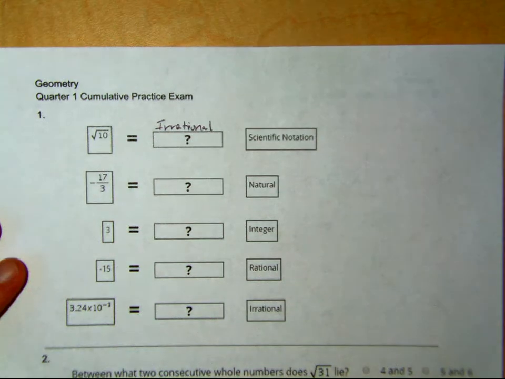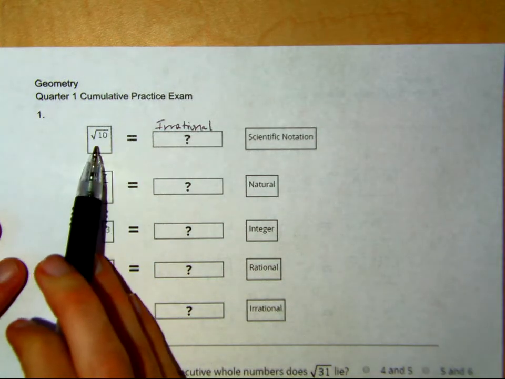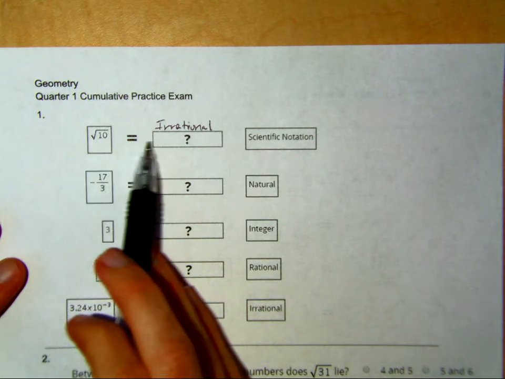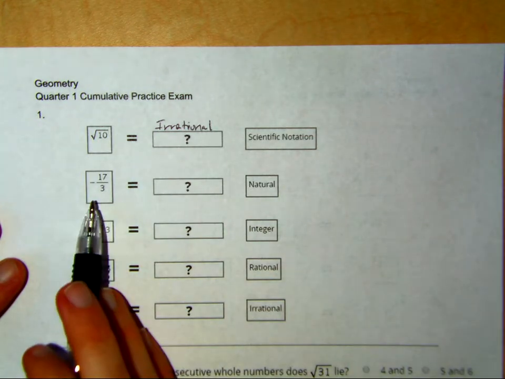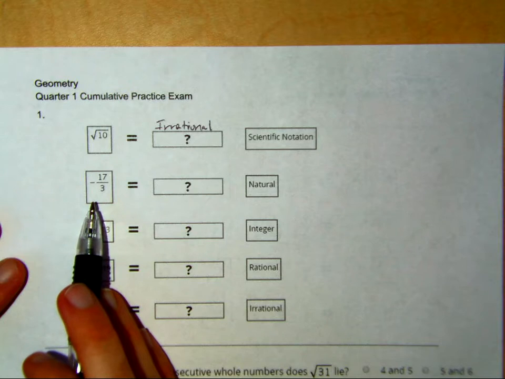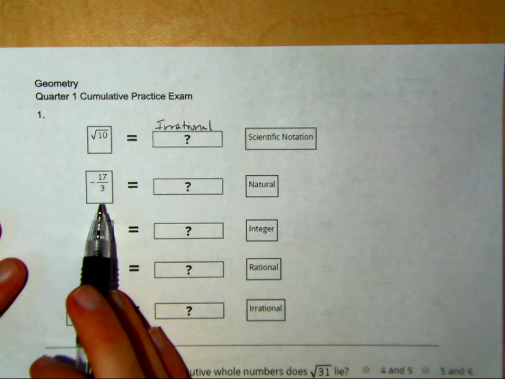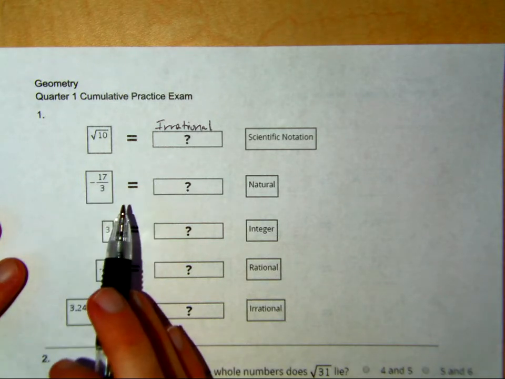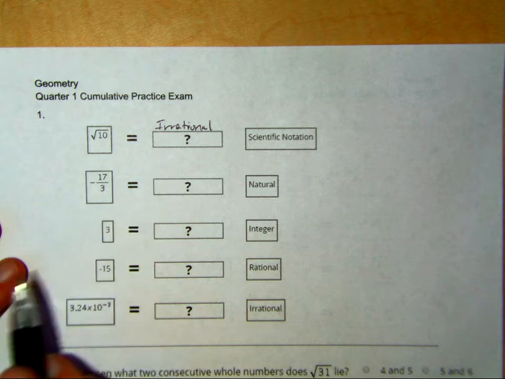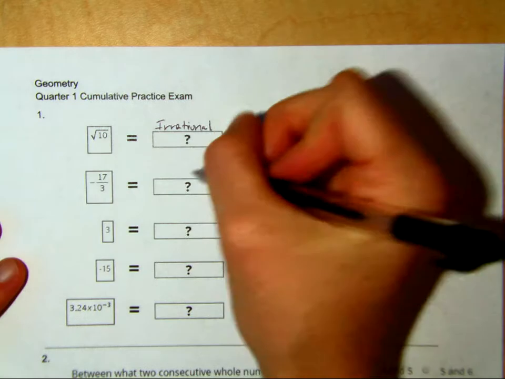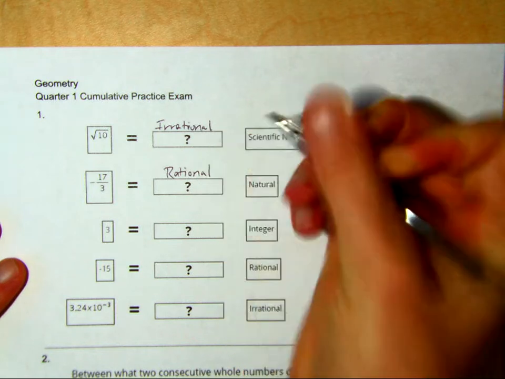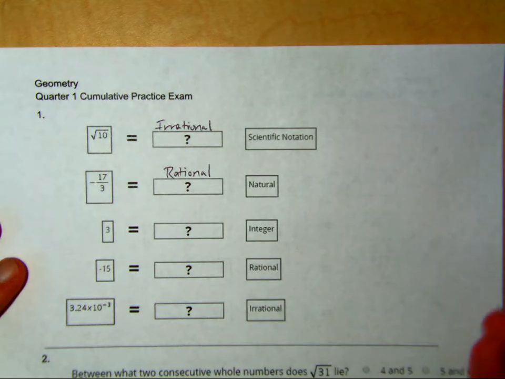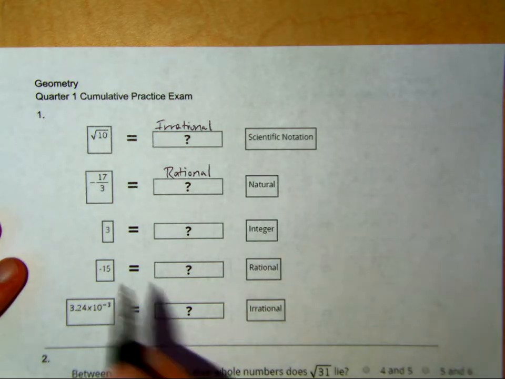So again, just to summarize, if it's not a perfect square, it means the number goes on forever and it's irrational. Okay, so looking at the second one, we have negative 17 over 3. So anything that can be written as a fraction and it can't be simplified to a whole number is rational. So a fraction or a decimal that ends or repeats is rational.